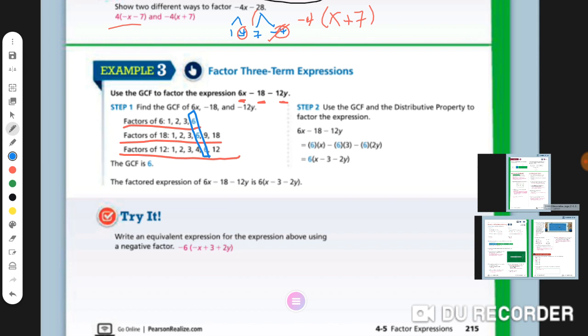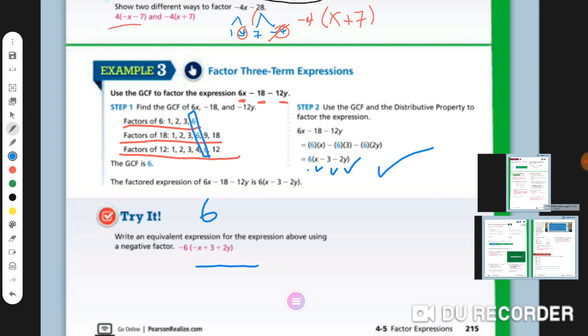So we will take it out. It will be 6, and the remaining inside is x in the first position, negative 3 in the second, negative 2 in the third. And that's it, the factorization. Last one.